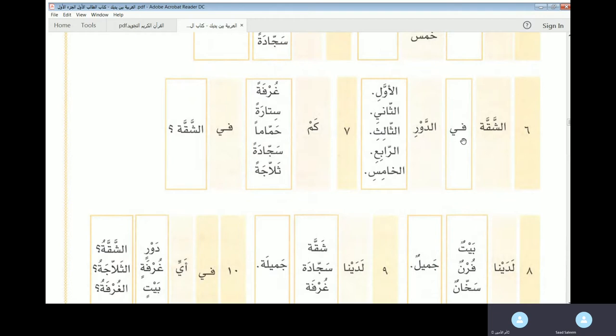The apartment is on the first floor. Ashaqatu fi dawri al-awwal. The apartment is on the second floor. Ashaqatu fi dawri al-thani. The apartment is on the third floor.